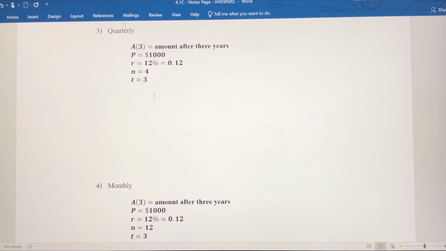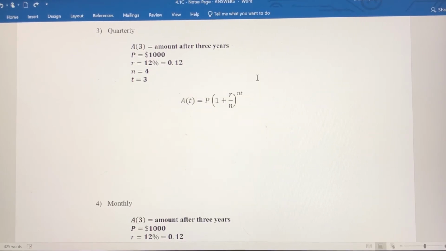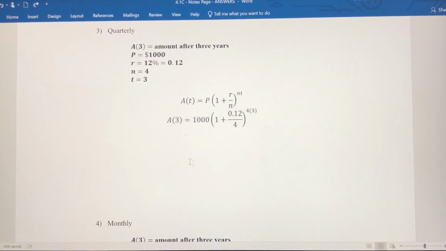Okay, quarterly, again, there are 4 quarters per year, so that means we would be compounding 4 times. All right, so let's use our formula. We're going to plug in what we know for P, R, N, and T, and we're solving for A. So again, R has to be a decimal, 0.12, N is 4, and then up here at the exponent, we've got 4 times 3.